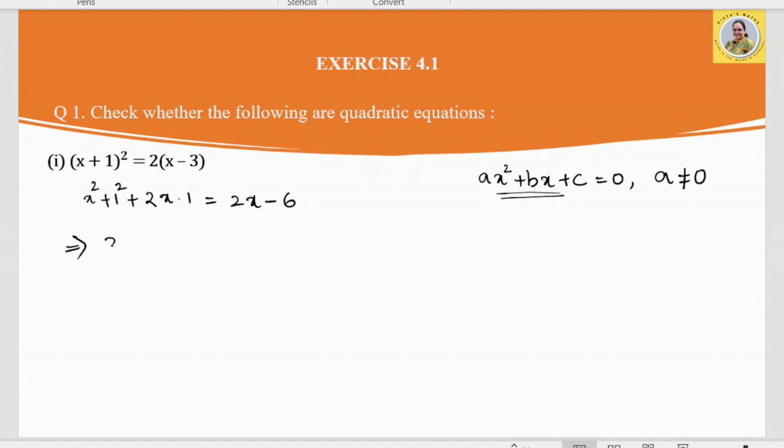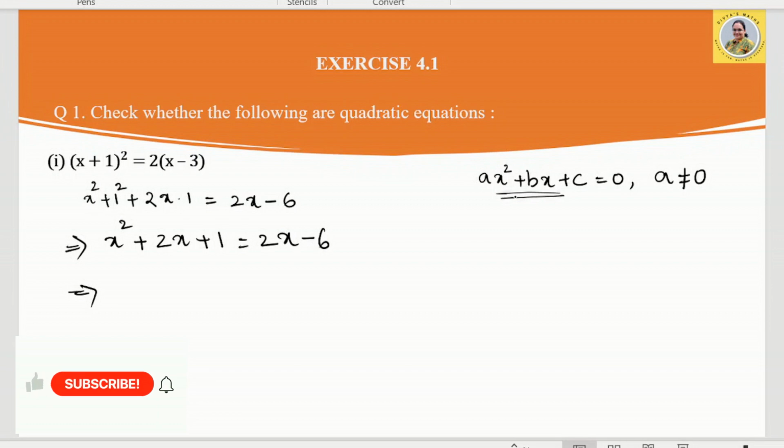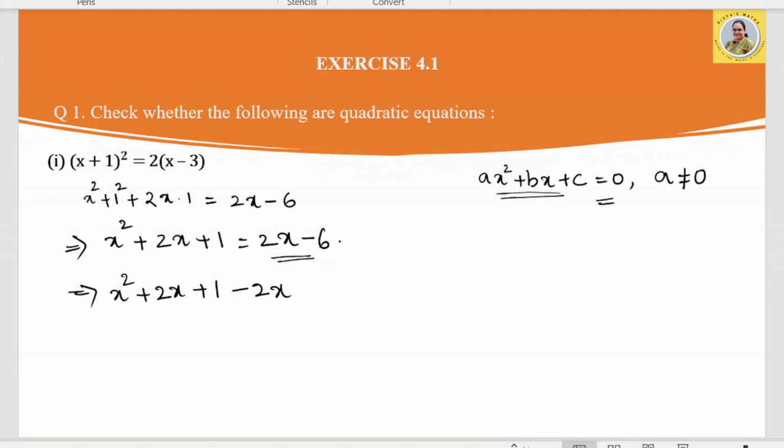So, which is x square plus 2x plus 1 is equal to 2x minus 6. See here, we need to get it in the form of ax square plus bx plus c is equal to 0. So we will get both the terms to LHS. So you will get x square plus 2x plus 1. If we get plus 2x to LHS, you will get minus 2x. And if we get minus 6 to LHS, you will get plus 6. And in the RHS, you will have 0.